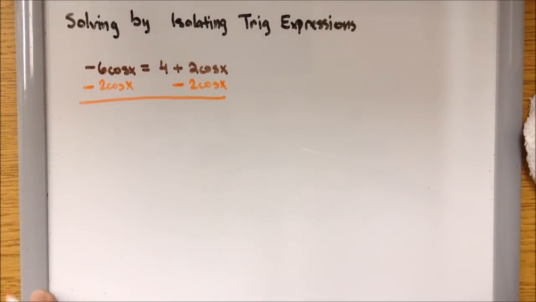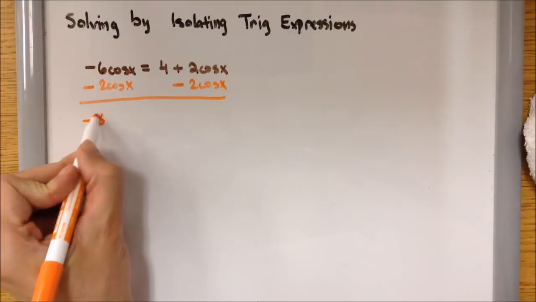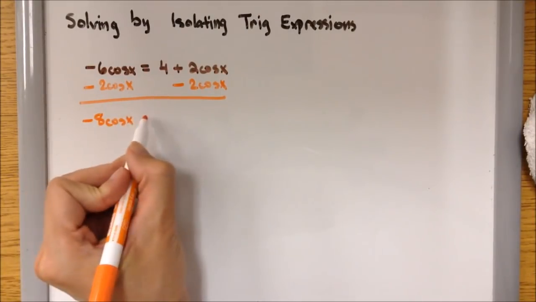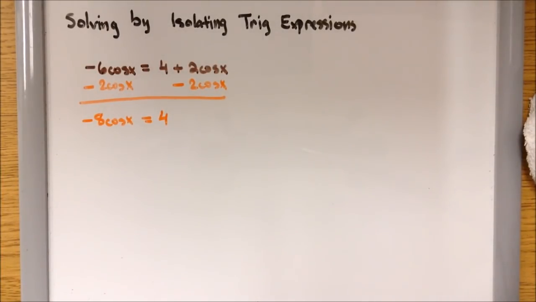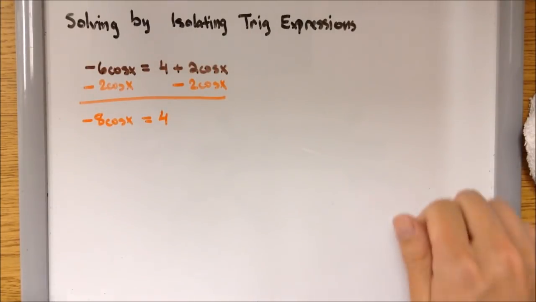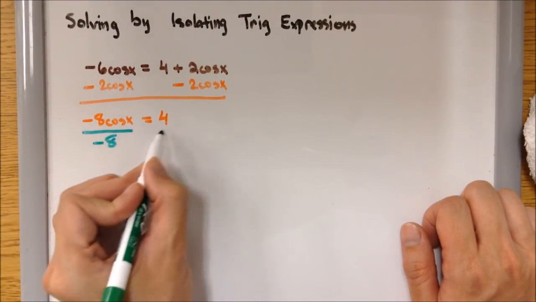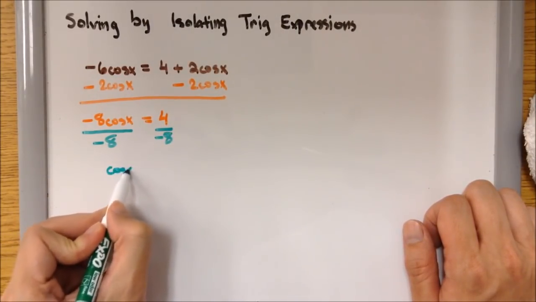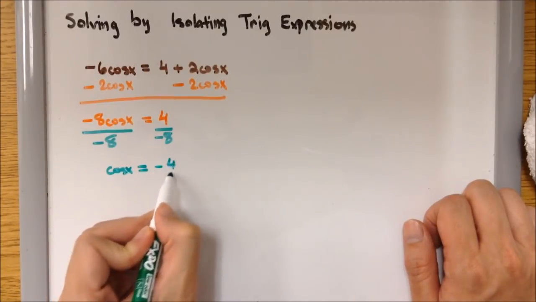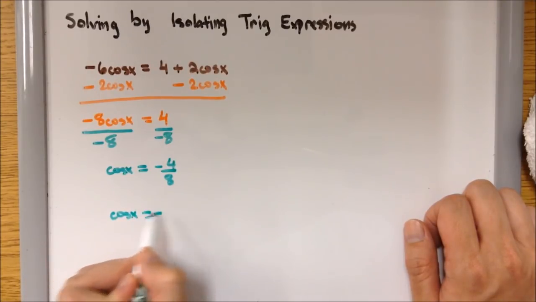Alright, so the 2 cosine of x will cancel out on the right. On the left side, it will be negative 8 cosine of x equal to 4. And then after that, if I want to get cosine of x by itself, I'm going to get rid of the negative 8, which I'm going to do by dividing by negative 8 on both sides. So I'm going to have cosine of x equal to negative 4 over 8, which can be simplified to cosine of x equal to negative 1/2.